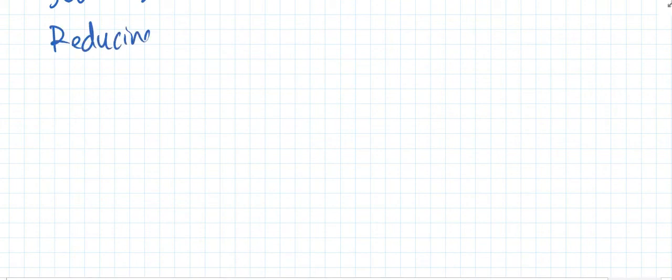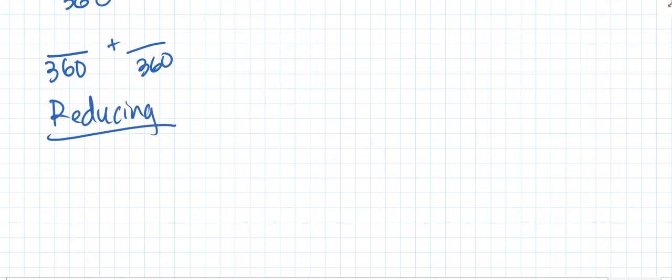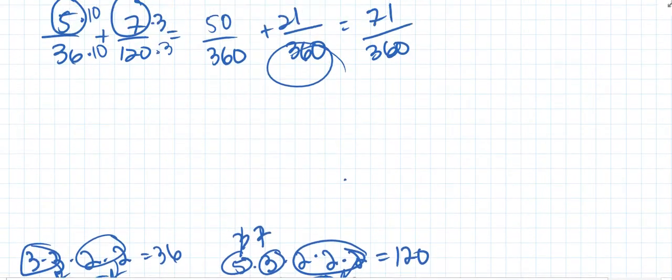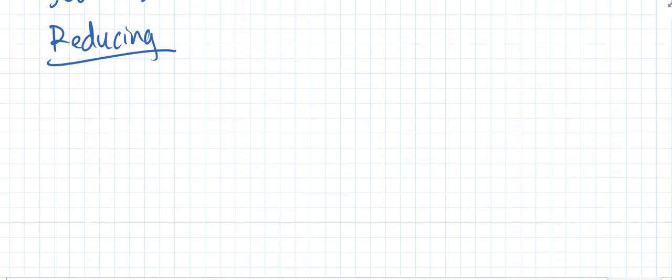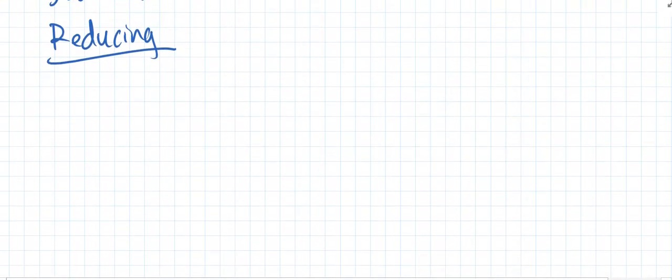A second case where prime factorization can be used. Okay? So, reducing now. So let's move back up to this here. 5 times 10 is 50, 7 times 3 is 21 over here, right? Add these two together, you get 71. Now, can you easily see if this can be reduced? Well, if you can't, use prime factorization.